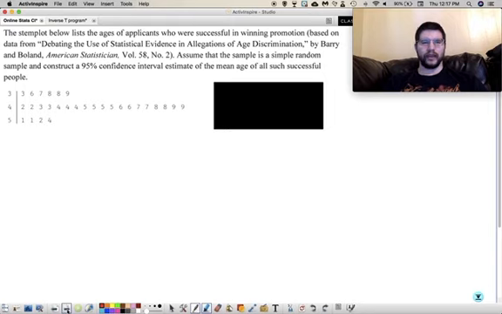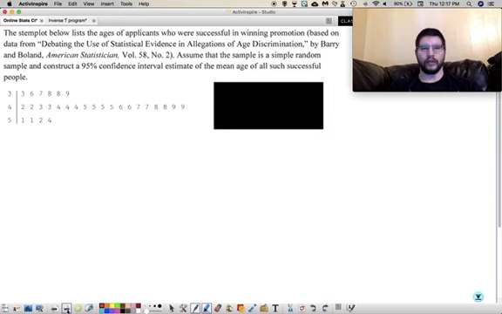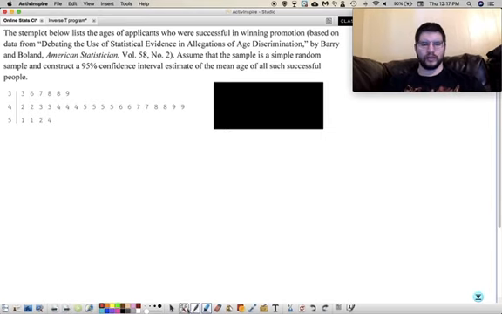So this one says, the stem plot below lists the ages of applicants who are successful in winning promotion based on and so on. Assume the sample is a simple random sample, and we want the 95% confidence interval to estimate the mean. Well, let's see, how many numbers do we have? 1, 2, 3, 4, 5. So we have 5, 10, 15, 25, 29. So n is not greater than 30.